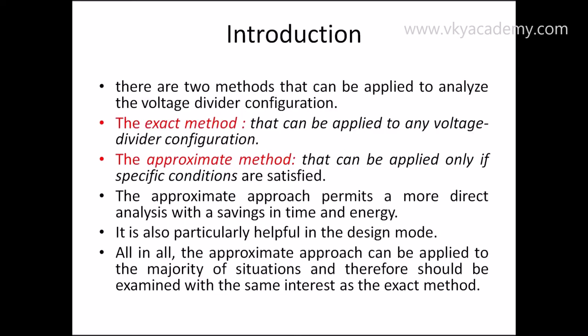So let us begin with the introduction part. Now there are two methods that can be applied to analyze the voltage divider bias configuration. The first method is the exact method. The second one is the approximate method. The exact method can be applied to any voltage divider bias configuration, and the approximate method can be applied only if specific conditions are satisfied. Now, the approximate approach permits a more direct analysis with a savings in time and energy. It is also particularly helpful in the design mode. All in all, the approximate approach can be applied to the majority of situations and therefore should be examined with the same interest as the exact method.